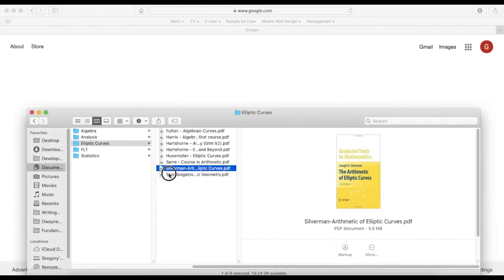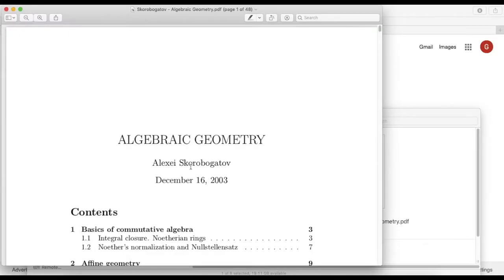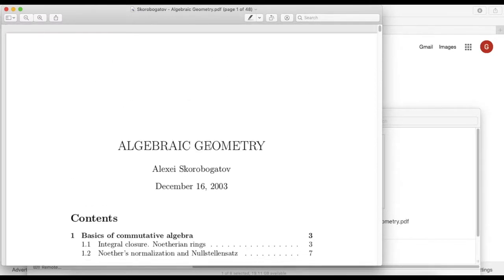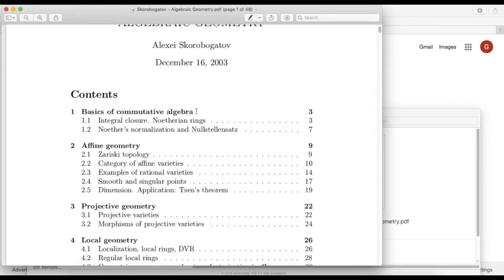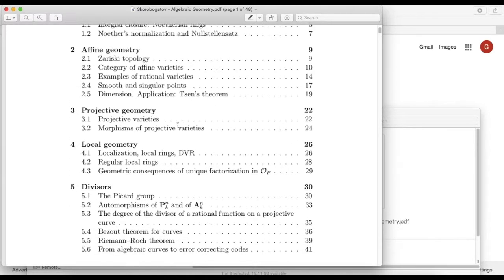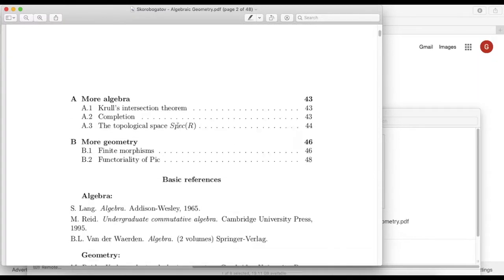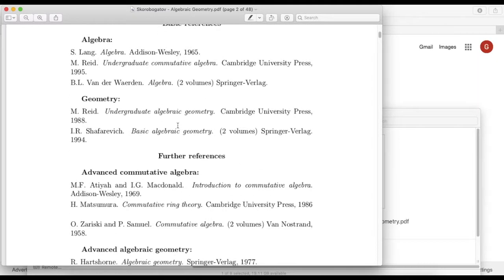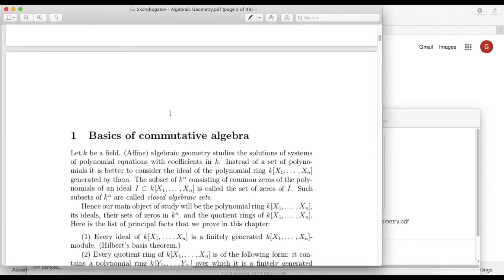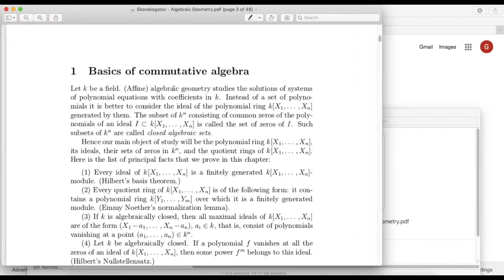But let's look at the last one. Last one is Skorobogatov. This one doesn't have an intro. The basics of commutative algebra, Noetherian rings, affine geometry, smooth and singular points. So there's Serge Lang again. If we really want to get into it, we could go through his whole book. That would take us a couple years on its own. Lekebia field.